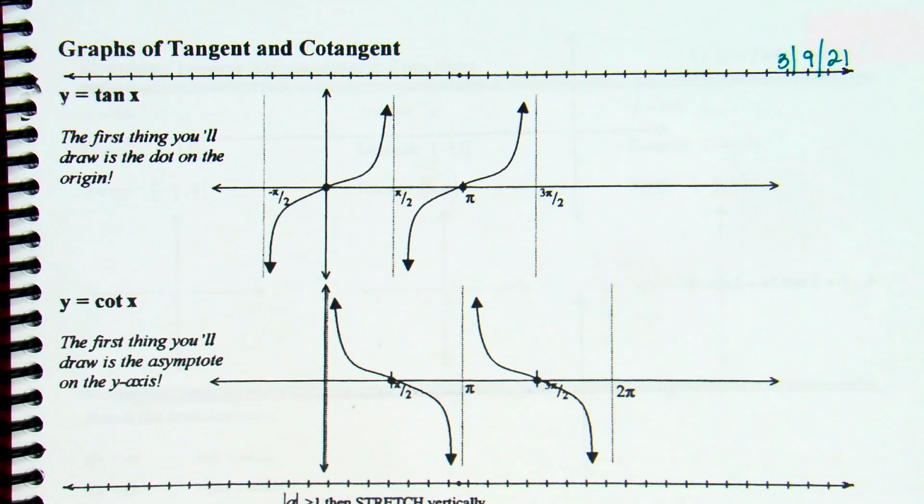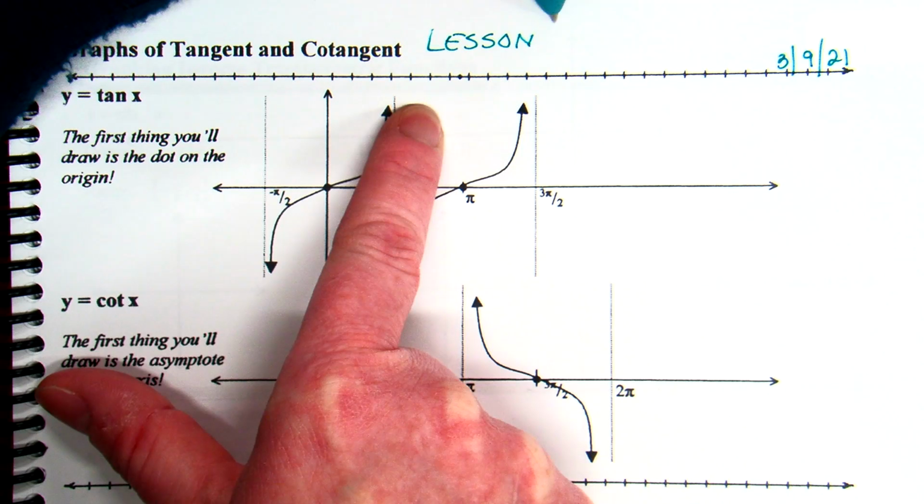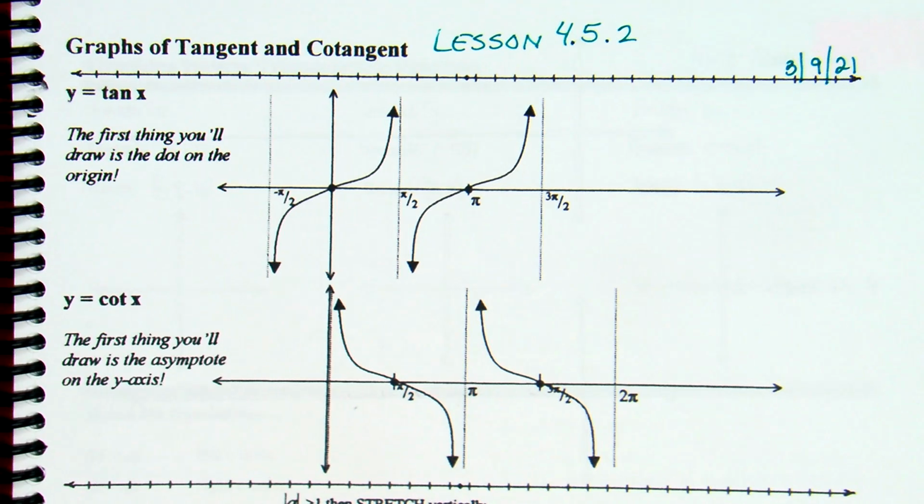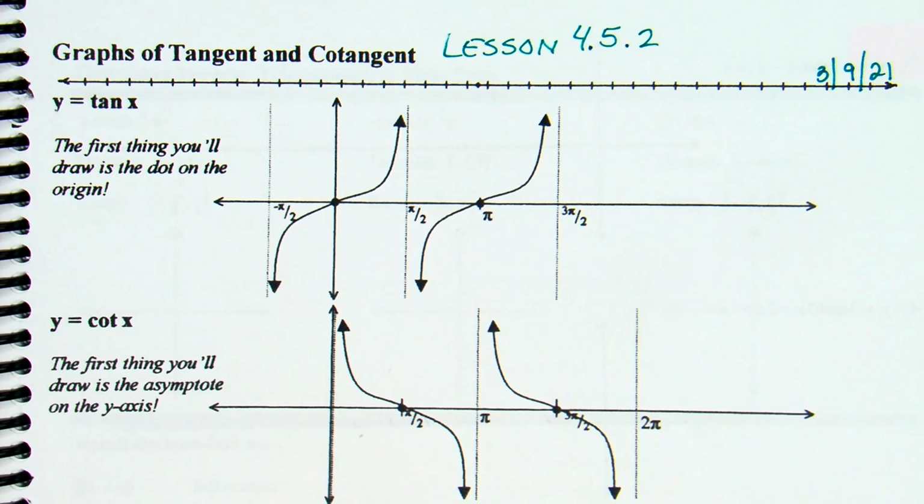Cotangents in the book are in lesson 4.5, as were secant and cosecant. So officially, unofficially, whatever, I call this lesson 4.5.2. Where secant and cosecant were 4.5 part 1, this is 4.5 part 2. Now, as we start looking at tangent and cotangent, you've got to put all of your sine and cosine information on the back burner. Don't lose it, because we're not done with it. But tangent and cotangent work differently.